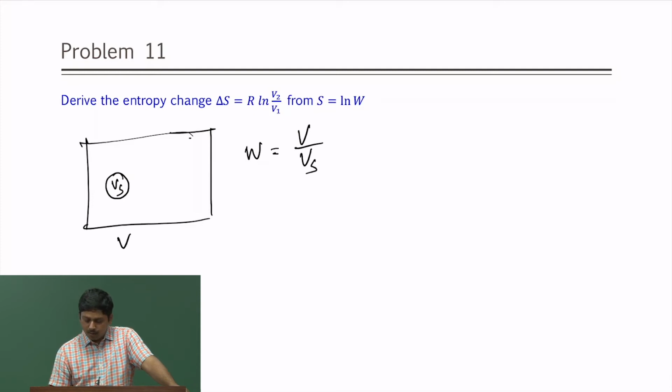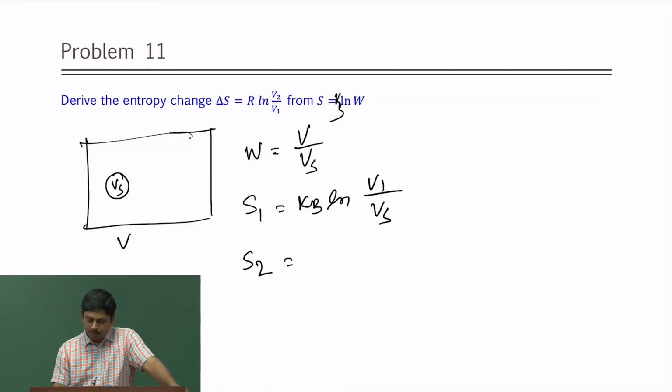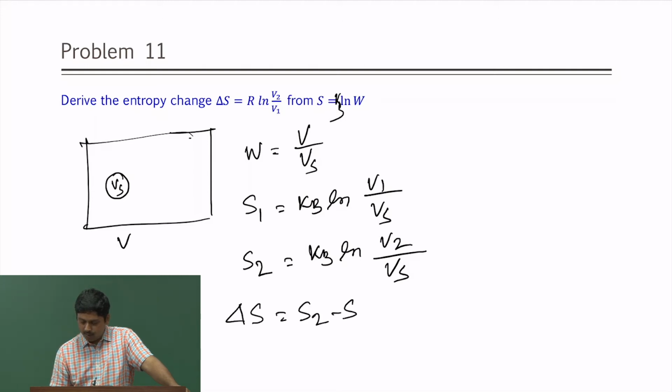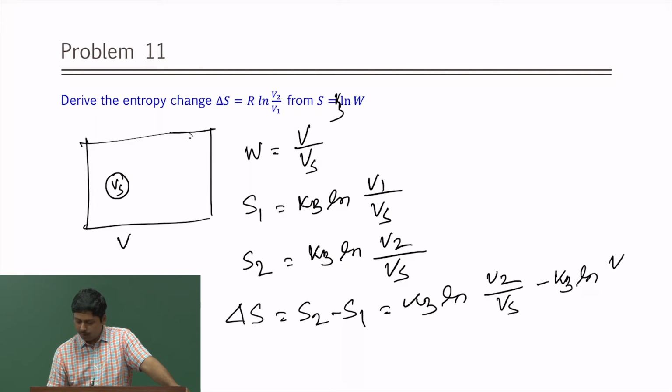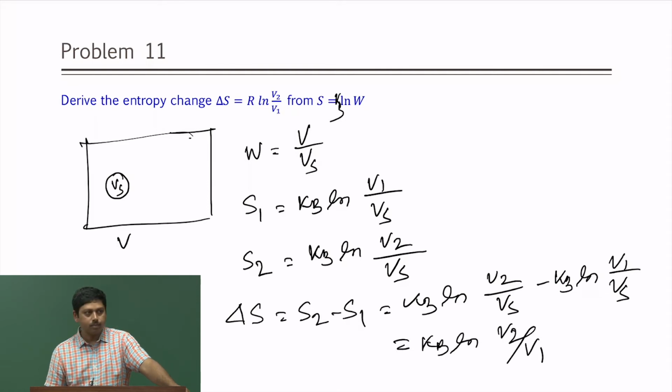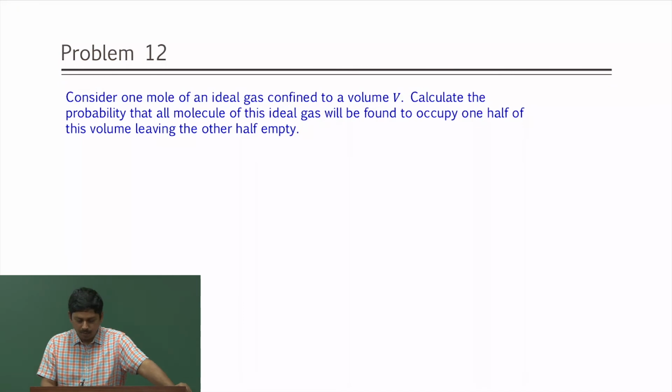So, therefore, when the particle was in V1, the entropy will be KB ln V1 by Vs. And then when the particle will occupy V2, it will be KB ln V2 by Vs. So, for delta S, it is S2 minus S1, which is KB ln V2 by Vs minus KB ln V1 by Vs, equal to KB ln V2 by V1. So, we will go to the next problem, problem number 12.